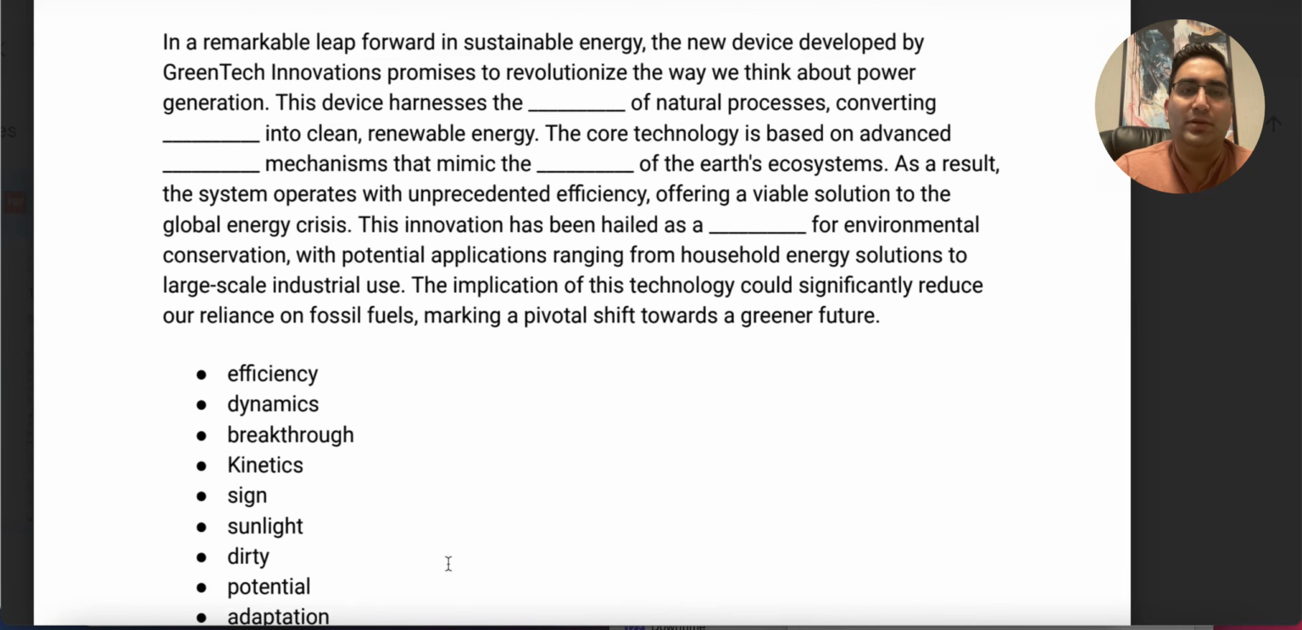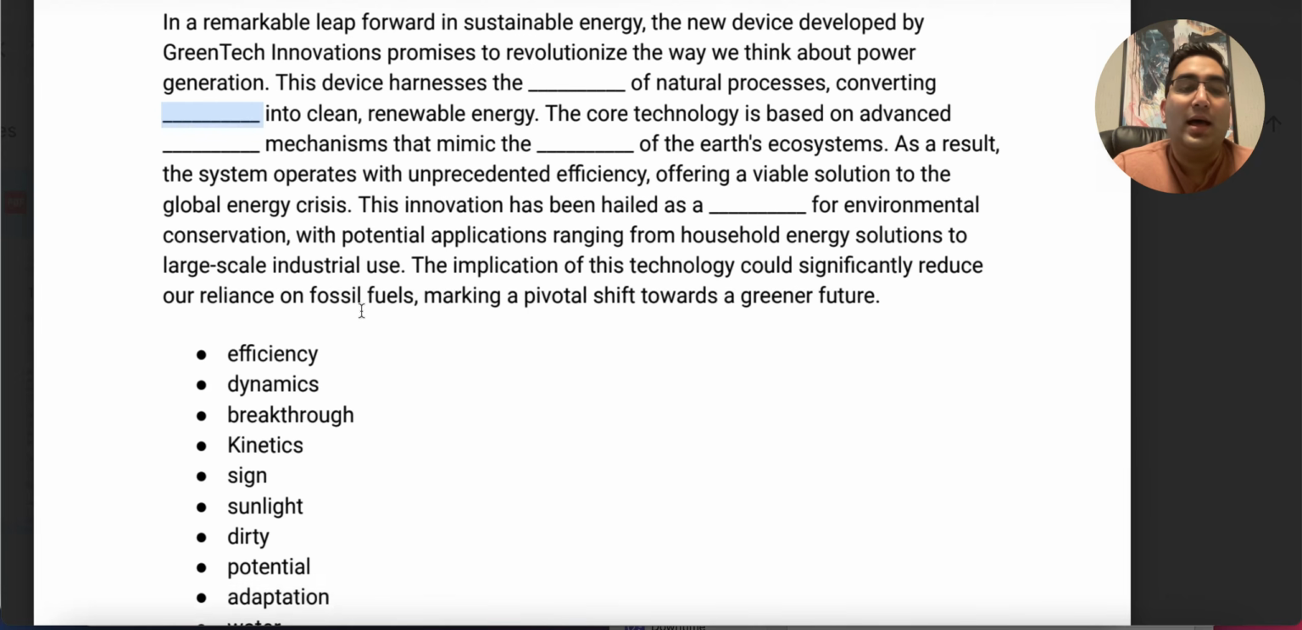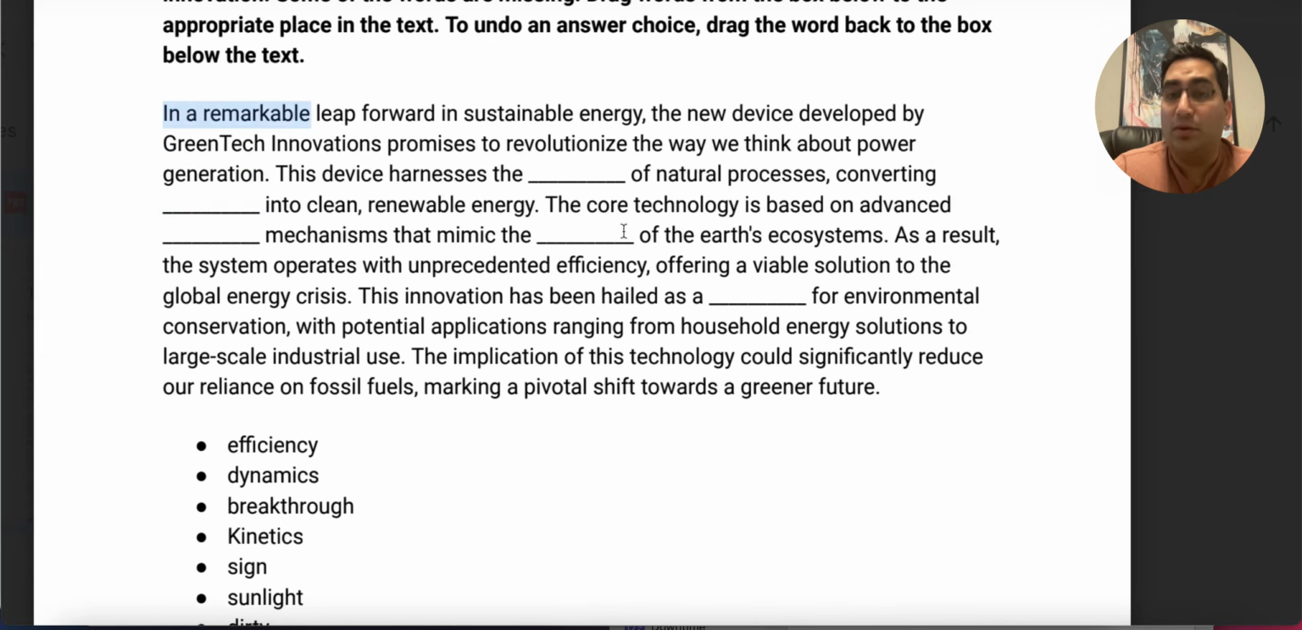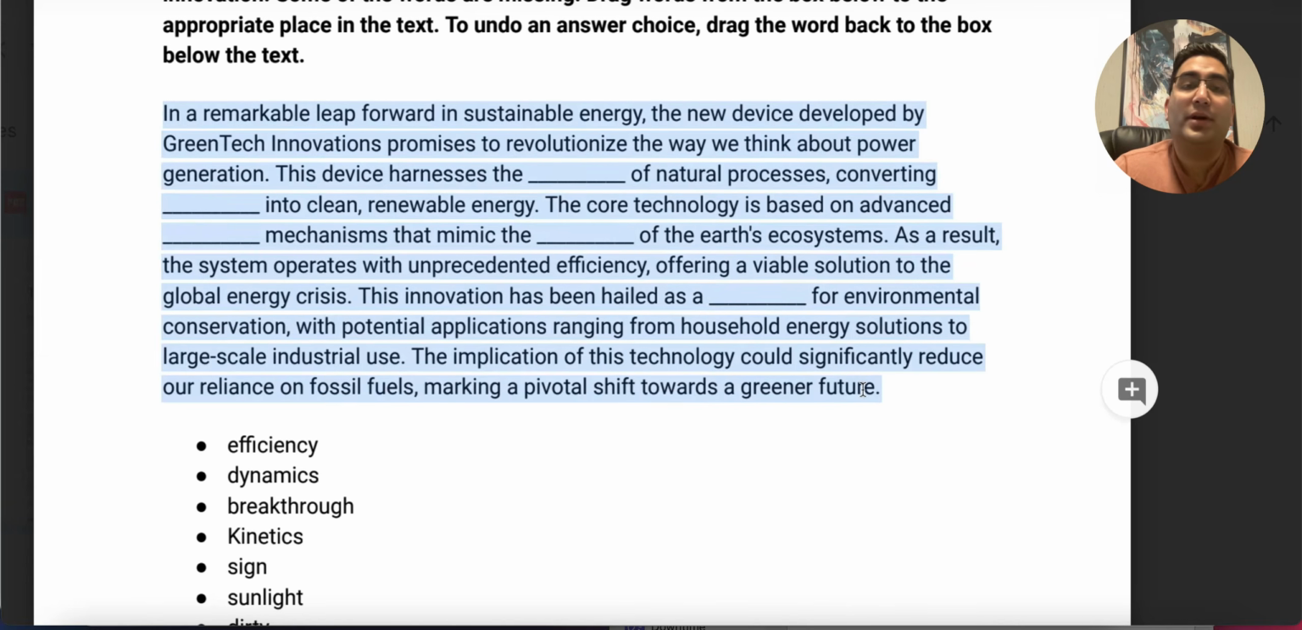Let's come back now to this part, converting something into clean renewable energy. This is the answer we were not able to get. This is either sunlight or water. Now, I read the whole thing too. I just glanced over everything to see if there's any indication of maybe a hydroelectric power plant that would indicate water, or something about the sunlight, which was not mentioned either. There's really nothing, and it's really hard. It's a coin toss. What do you guys think, sunlight or water?